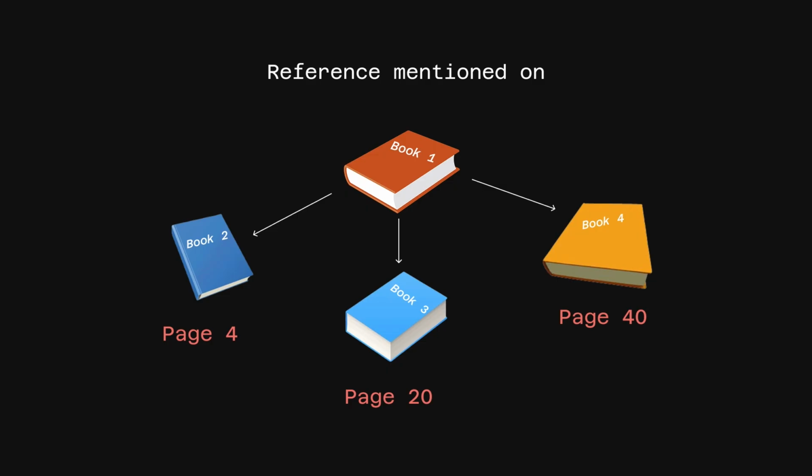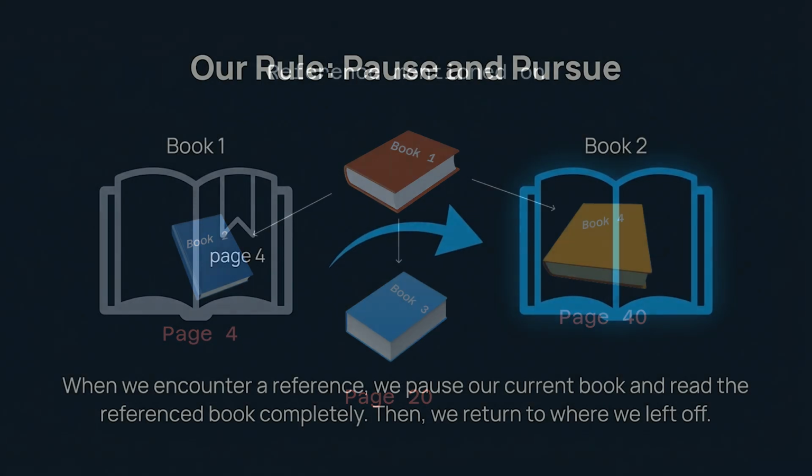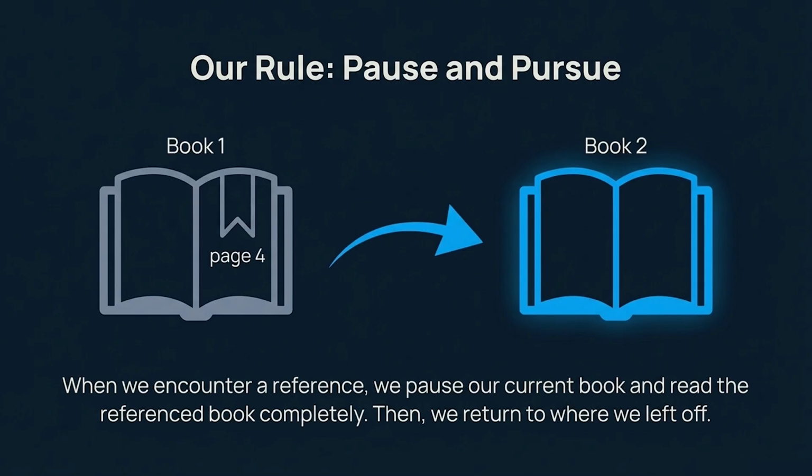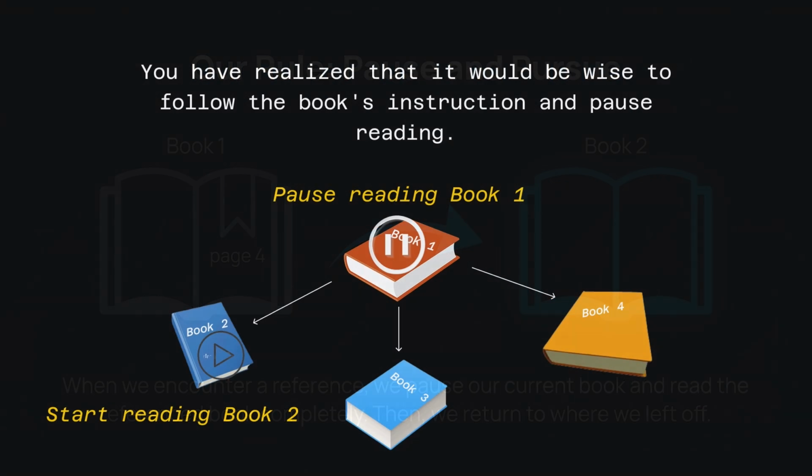You have just reached page 4 of book 1, and it mentioned the reference to book 2. You'd have 2 options here. The first one is that you could skip the reference and continue reading book 1. However, this might make it harder for you to understand the content later. Another option is that you could take a break on page 4 of book 1 and read book 2 first. The second option, pausing at page 4 of book 1 to read book 2 first, seemed the best approach. Therefore, we have decided that whenever we encounter a reference to another book, we'll pause our current reading, finish reading the reference book, and then return to where we left off in our original book.